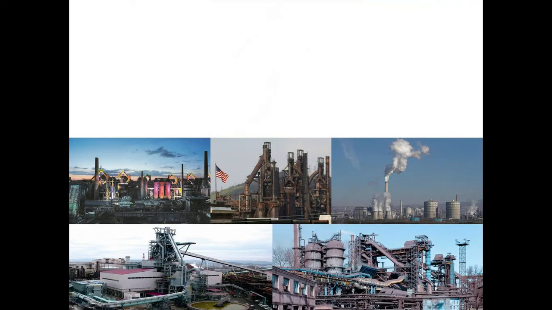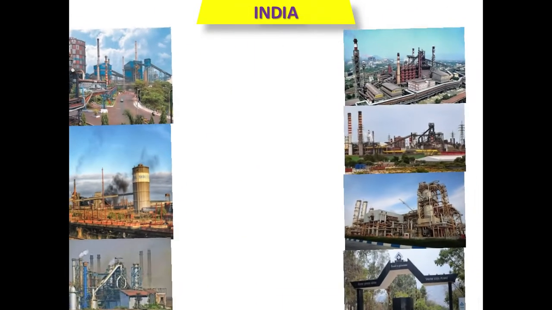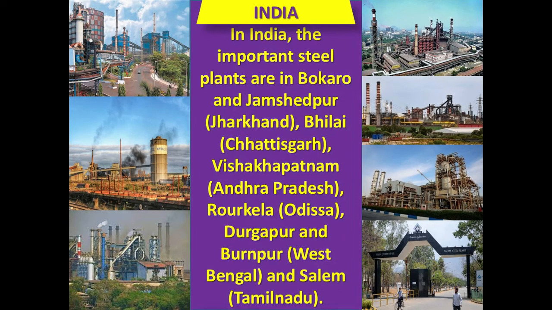And the location: the largest centers of the iron and steel industry are found in Germany, the USA, China, Japan and Russia. And in India, important steel plants are in Bokaro and Jamshedpur, Bhilai in Chhattisgarh, Visakhapatnam in Andhra Pradesh, Rourkela in Odisha, Durgapur and Burnpur in West Bengal, and Salem in Tamil Nadu.